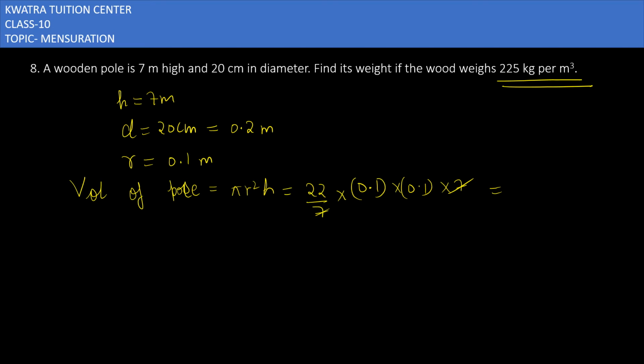You will get 22 into 0.1 into 0.1. It will give you 0.22 meter cube. Then you have to find the weight. So how will you find the weight of wood?